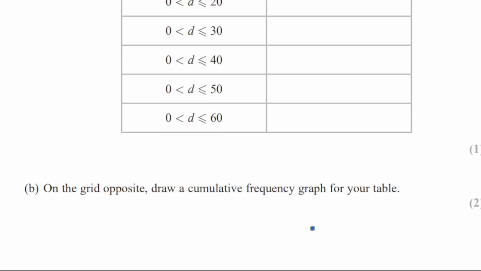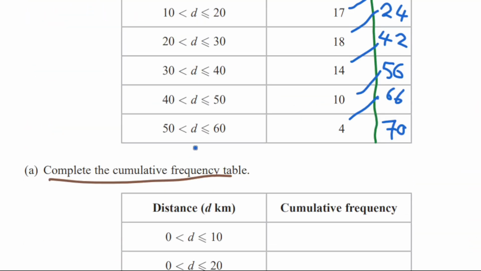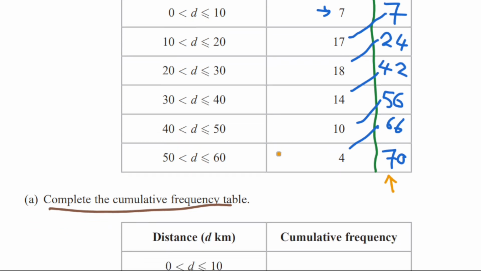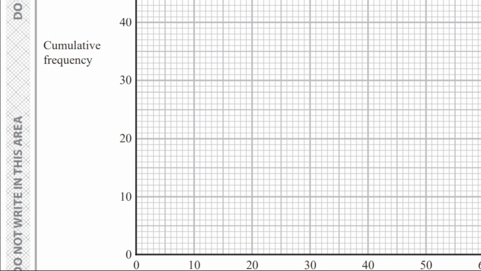Now, the second part says, on the grid opposite, draw a cumulative frequency graph. That's very good. That's a nice question. Let's draw the graph. We will need the cumulative frequency. We need this part here. So from 0 to 10, it's 7. From 10 to 20 is 24. Let's do it. 0 to 10, it's 7.